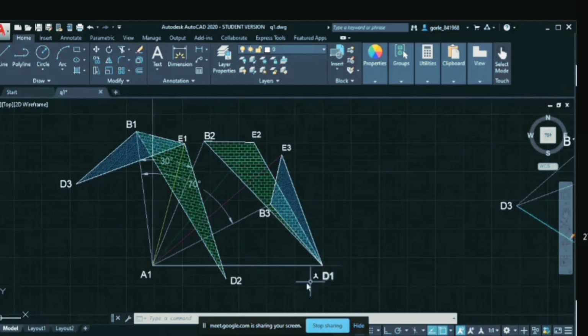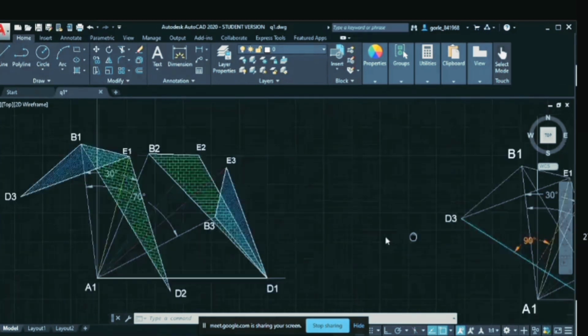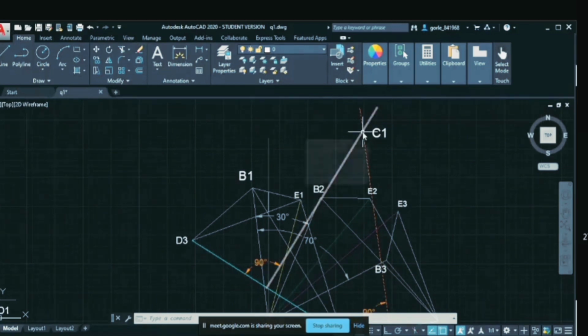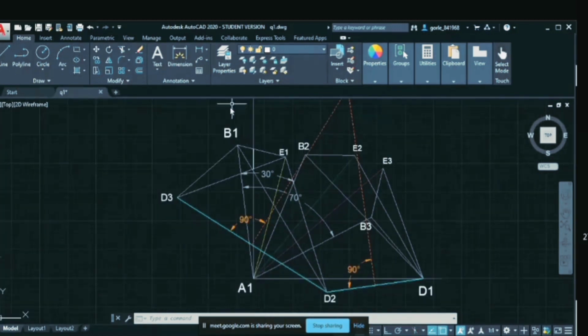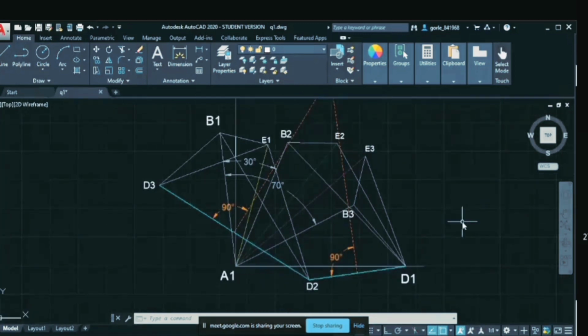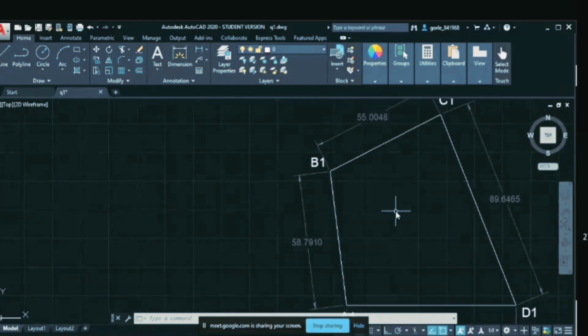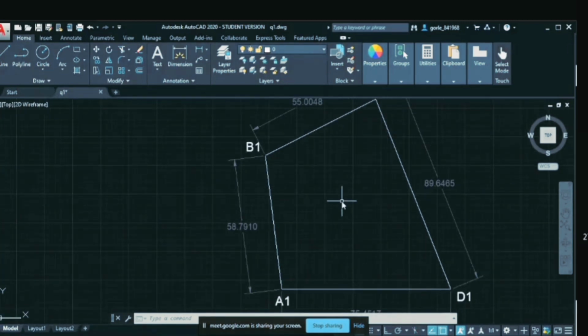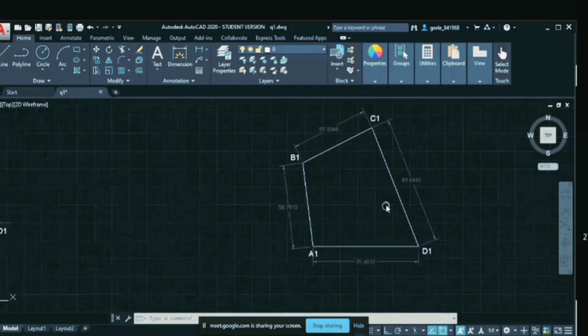Moving on to the next step, we have to join D1, D2 and D2, D3. Here we have joined D1, D2 and D2, D3. Now similarly, we need to construct the perpendicular bisector to this line, which is given by the orange line, and also the perpendicular bisector to D2, D3, which is given by this orange line, which intersect at a point C1. Here we have obtained A1, B1, C1 and D1, which gives us our required 4-bar synthesis. Here we get the dimensions of all the 4 bars separately.